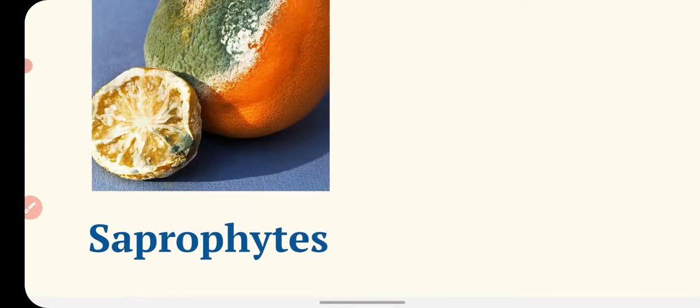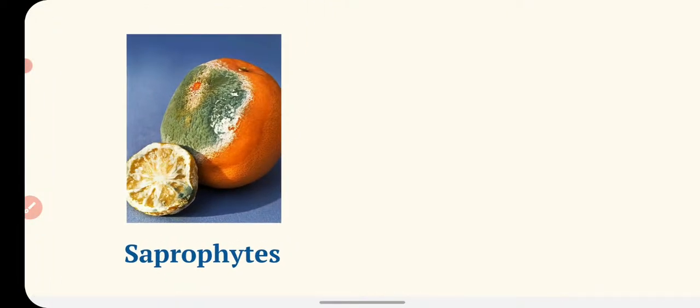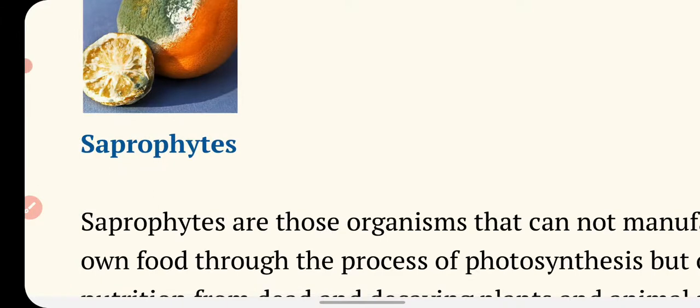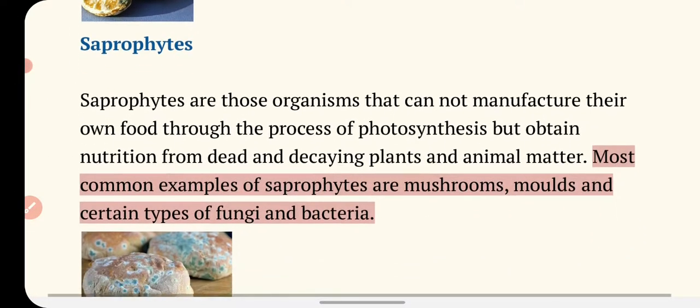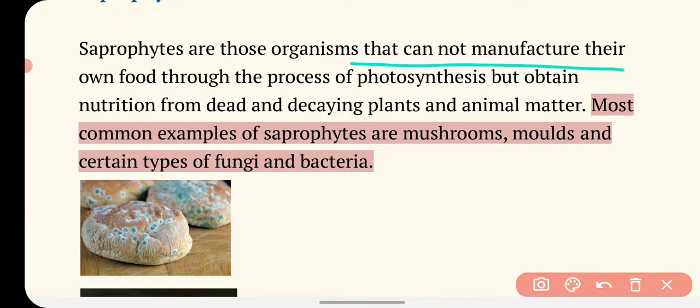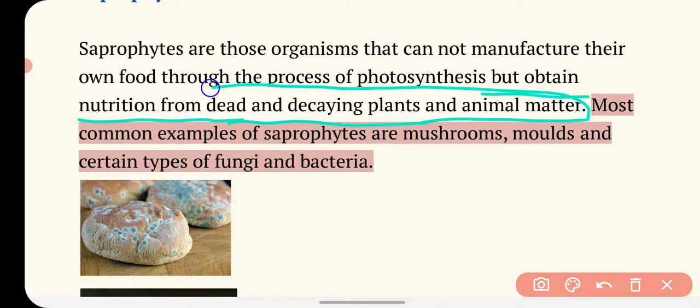Now we will study the second kind of heterotrophic nutrition, and that is saprophytic mode of nutrition. And the plants that show the saprophytic mode of nutrition are called saprophytes. So what happens in this kind of nutrition? In this kind of nutrition, the organism cannot manufacture its own food through the process of photosynthesis, but obtains its nutrition from dead and decaying plant and animal matter. So this is the main thing about the saprophytic mode of nutrition.